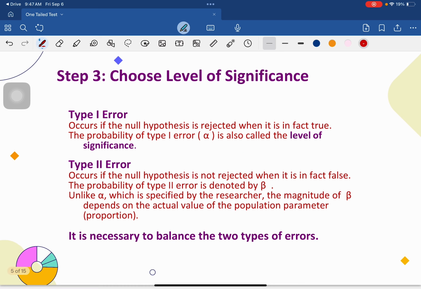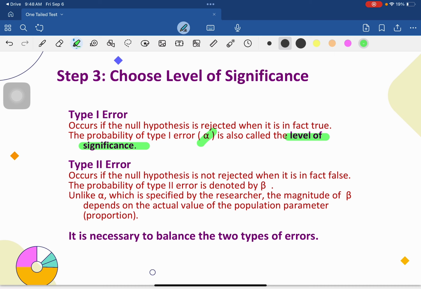So the next step will be, of course, before that, there could be errors with regards to the level of significance. There's what you call a type 1 error and a type 2 error. The type 1 error occurs if the null hypothesis is rejected when it is in fact true. The probability of type 1 error is also called the level of significance. Here, we will be introducing the parameter alpha, and this is called the level of significance. Later you will see where it will be applied.